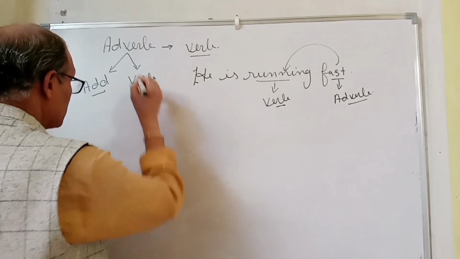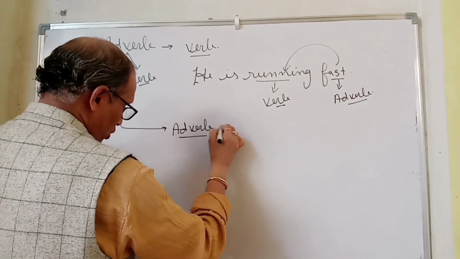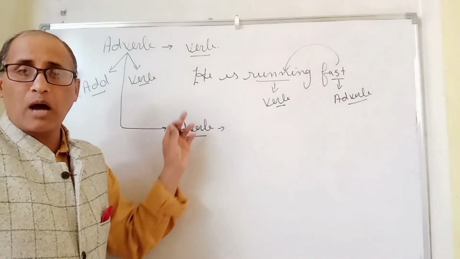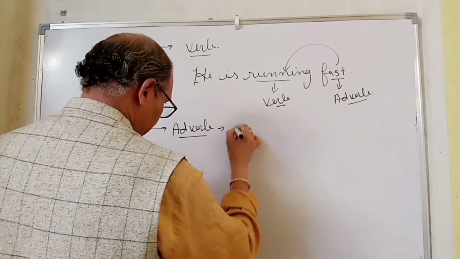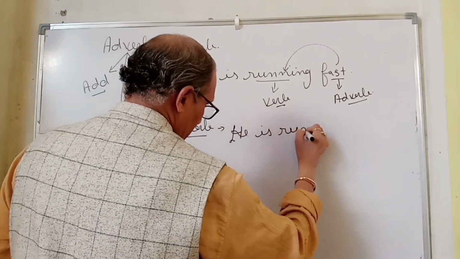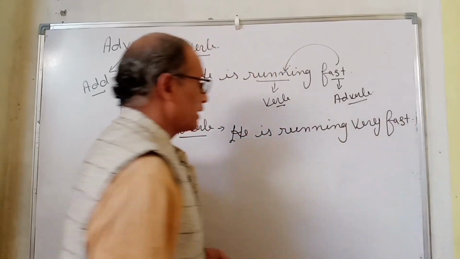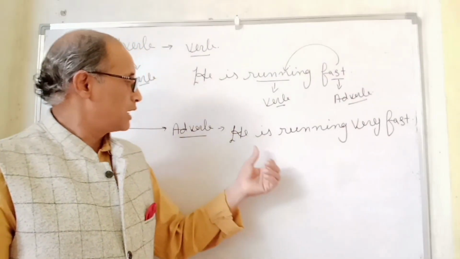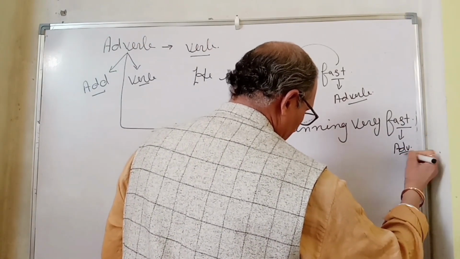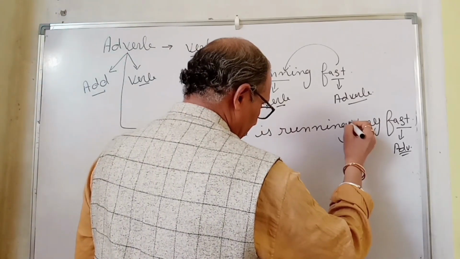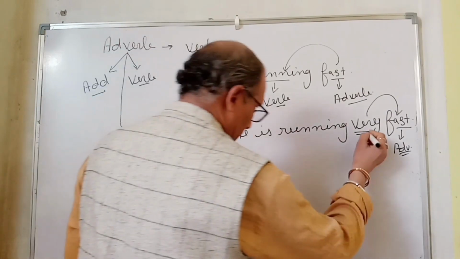One more thing is this, that adverb also modifies or qualifies adverb. How does adverb qualify or modify adverb? Here I am going to tell you another example. He is running very fast. If you look at this second sentence, he is running very fast. This fast is adverb. I have already told you. But if you look at this word very, this very qualifies this adverb fast. So very also becomes adverb.